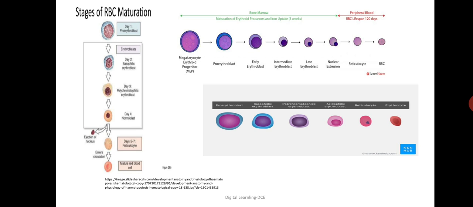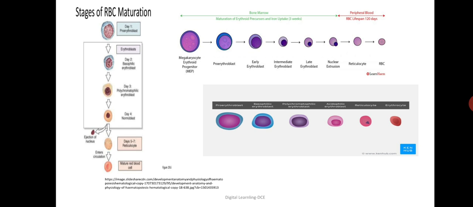Next stage is early normoblast. The cell size further decreases. No nucleoli are found. Chromatin of the cell condenses. Here also hemoglobin is absent. Active mitosis, cell division, will be occurring in this stage.